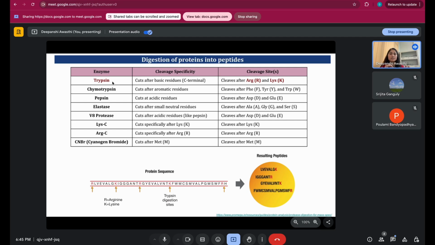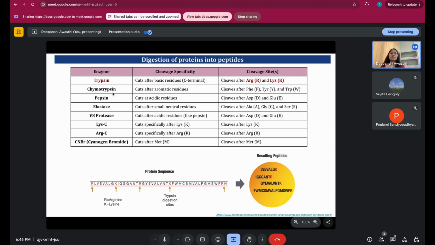Because if trypsin is used in the cleavage, you will be very sure, because trypsin cleaves at the C terminal of basic residues, which will be mostly arginine and lysine. So whenever digestion is done with the trypsin, you will be sure that its C terminal will always be either arginine or lysine, because it cleaves at that position. So after the arginine or lysine, it will cleave. In that way this is helpful.